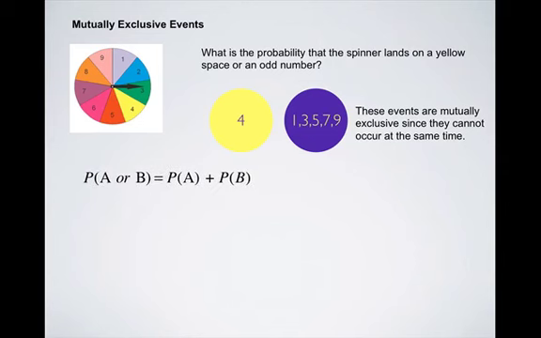So the probability that A or B occurs, in other words, the probability that it lands on a yellow space or an odd number, is the probability that it lands on a yellow space plus the probability that it lands on an odd number, which is 1/9 plus 5/9, which is 6/9 or 2/3.